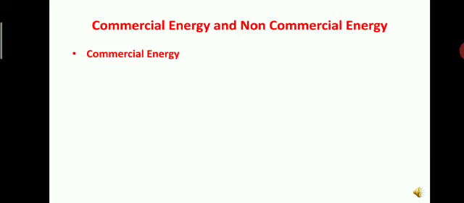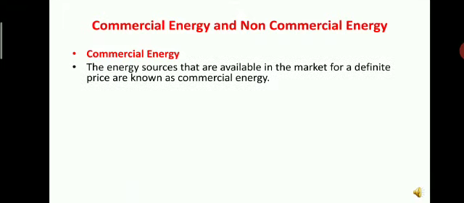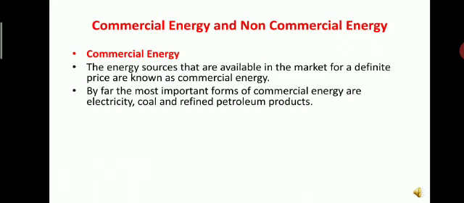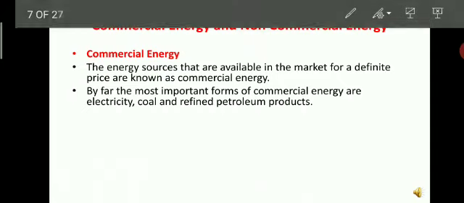Let us see commercial energy and non-commercial energy. What is commercial energy? The energy sources that are available in the market for a definite price are known as commercial energy. By far, the most important forms of commercial energy are electricity, coal, and refined petroleum products. See, petrol we are using in our vehicles, coal that is used in different power stations, and also in our homes or for commercial purposes we require electricity. So these are treated as commercial energy.